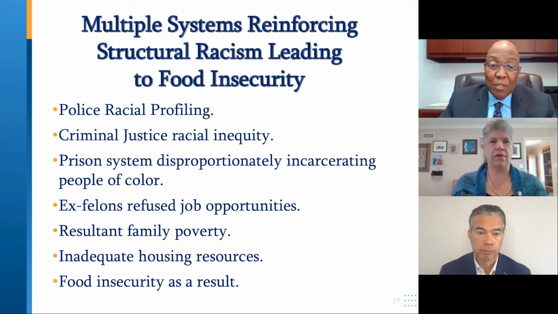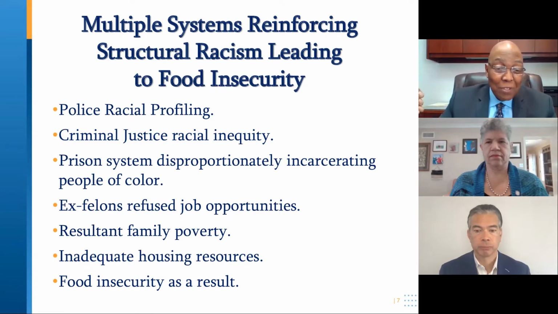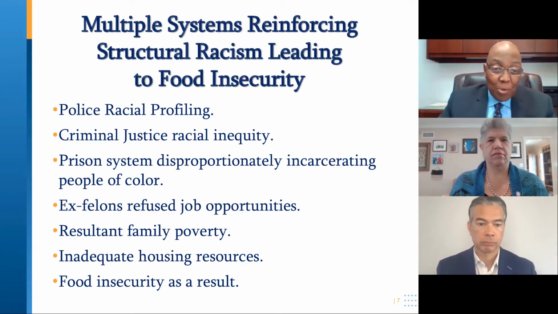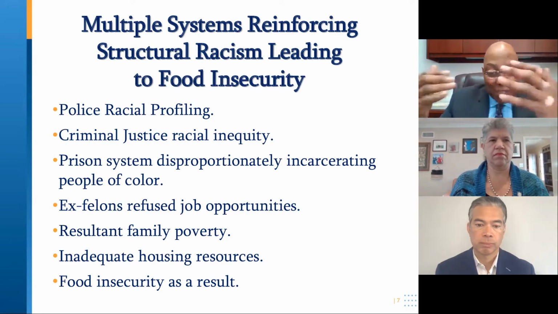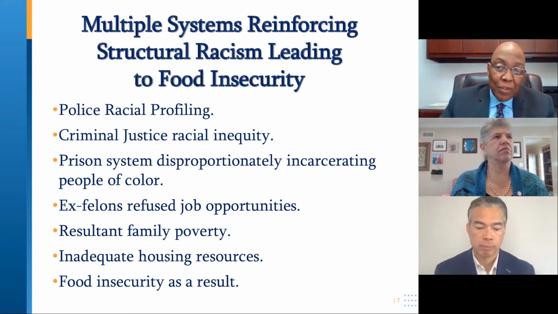For instance, if we look at police and racial profiling of police departments that put more people into the criminal justice system, and the lack of equity for minority people of color in criminal justice systems, and then our disproportionate representation in prisons, being incarcerated, then you come out of prison as an ex-felon and you're refused a job. Therefore, you don't have the economic wealth you need because you can't work. Poverty ensues. You can't live where you want to live. Food insecurity becomes a natural result. These are all the kind of dominoes that can occur from processes that lead to that.